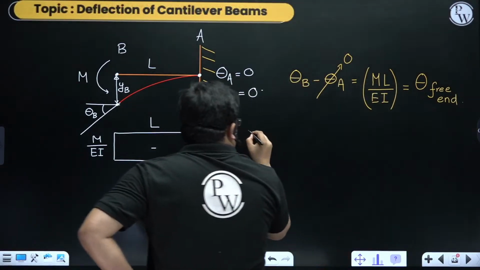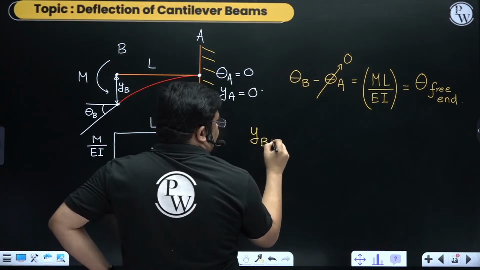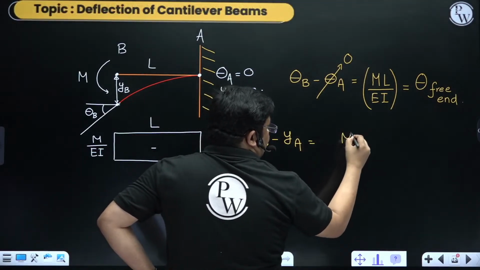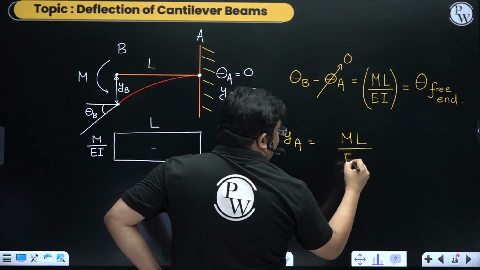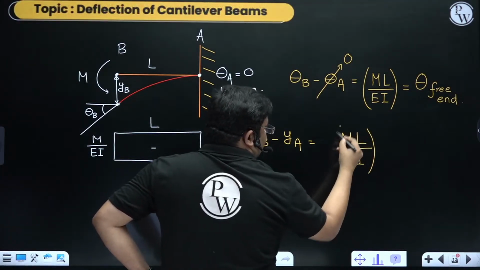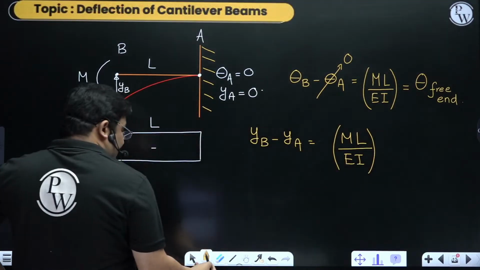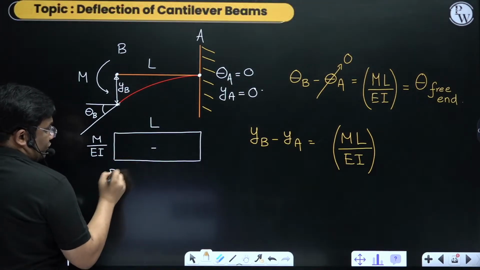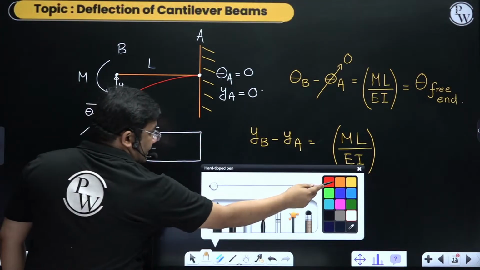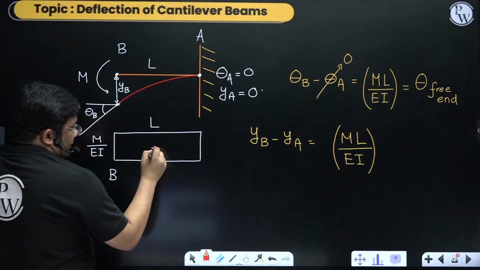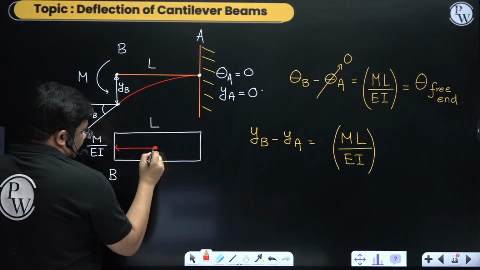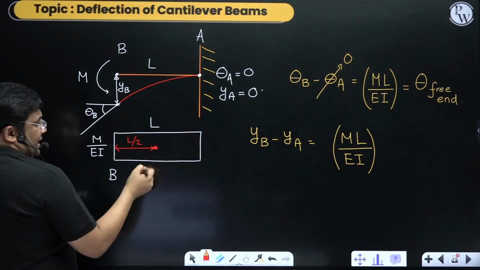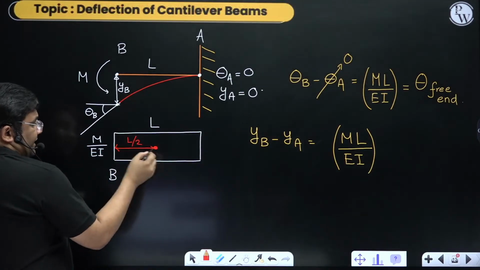Now if I take the difference of deflection here, that is the moment of the area of the M by EI diagram about point B. This is the area, and it's a rectangular area, so the centroid will be at the center. From B it is at L by 2, because I'm finding from B.